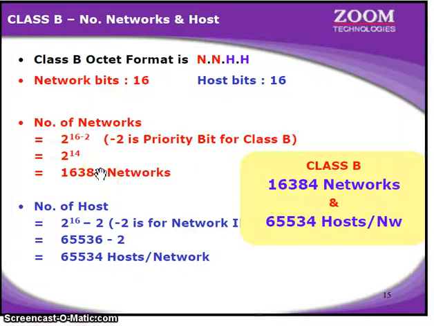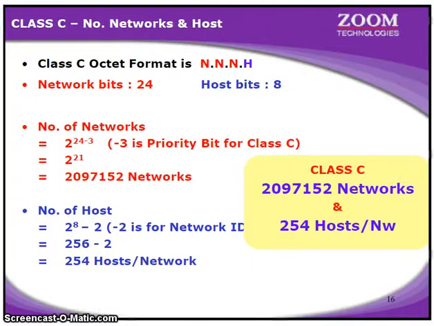In the same way we can calculate the number of networks and hosts in class B. The total number of network bits is 16 and the total number of host bits is also 16. So the number of networks is given by 2 raised to 16 minus 2, where minus 2 represents the priority bits used for class B. So in total we get 16384 networks. And the number of hosts is given by 2 raised to 16 minus 2, where the minus 2 is for the network and the broadcast address. So in total we get 65534 hosts per network in class B.